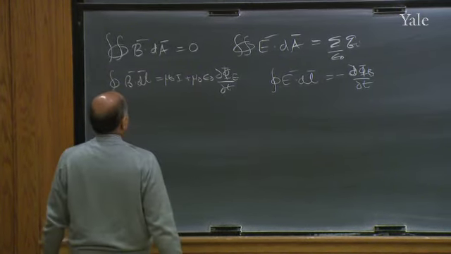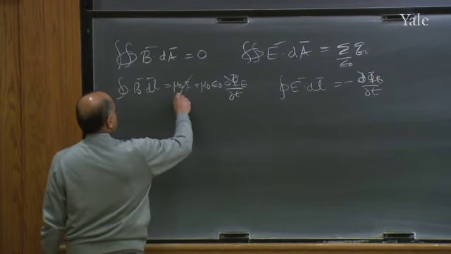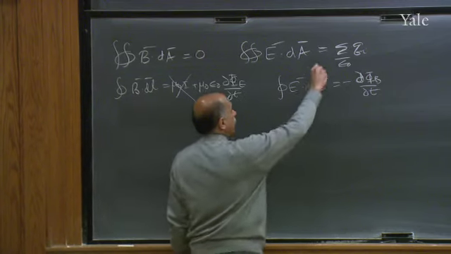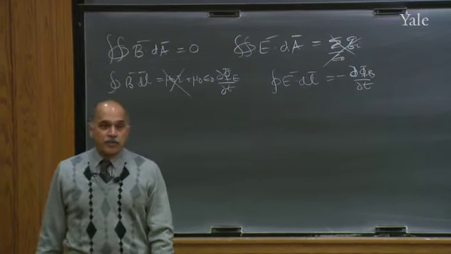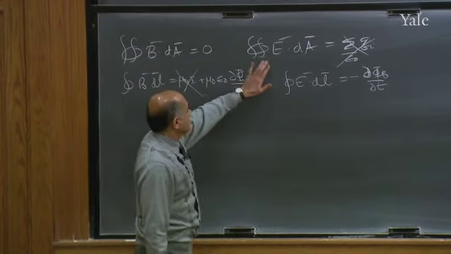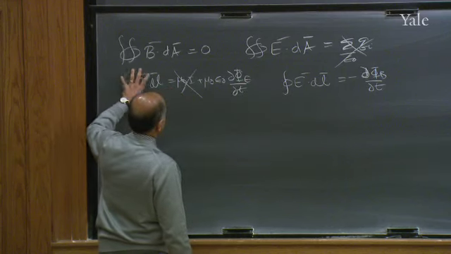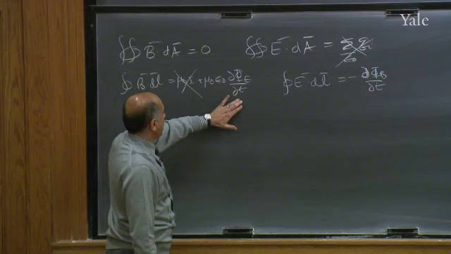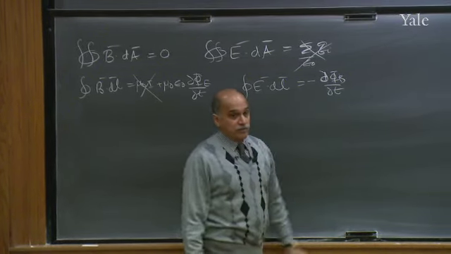Now, I'm going to eventually focus on free space. Free space means we are nowhere near charges and currents. And the equations become more symmetric. This has got no surface integral. That has got no surface integral. The line integral of this guy is essentially the rate of change of flux of that. And the line integral of that guy is minus the rate of change of flux of this.